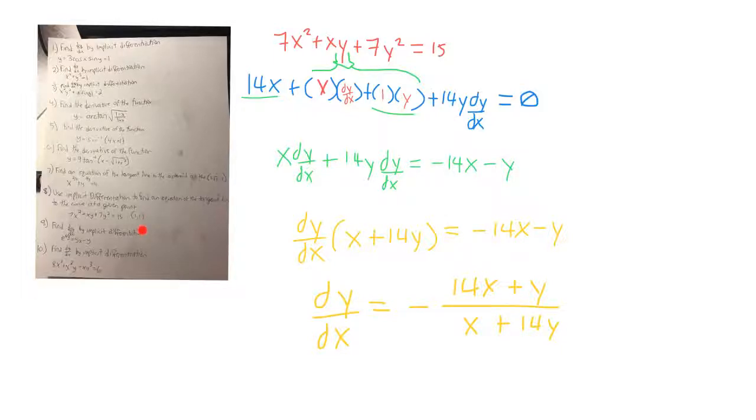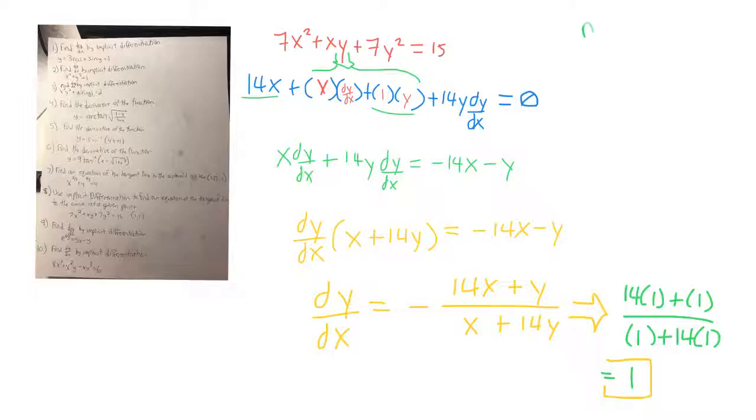Now, the point over here, I could see it's 1, 1. So we're going to get this over with right now. That would become 14 times 1 plus 1 all over 1 plus 14 times 1. Well, what do you know? That would be 15 over 15, also known as 1. The slope is 1.